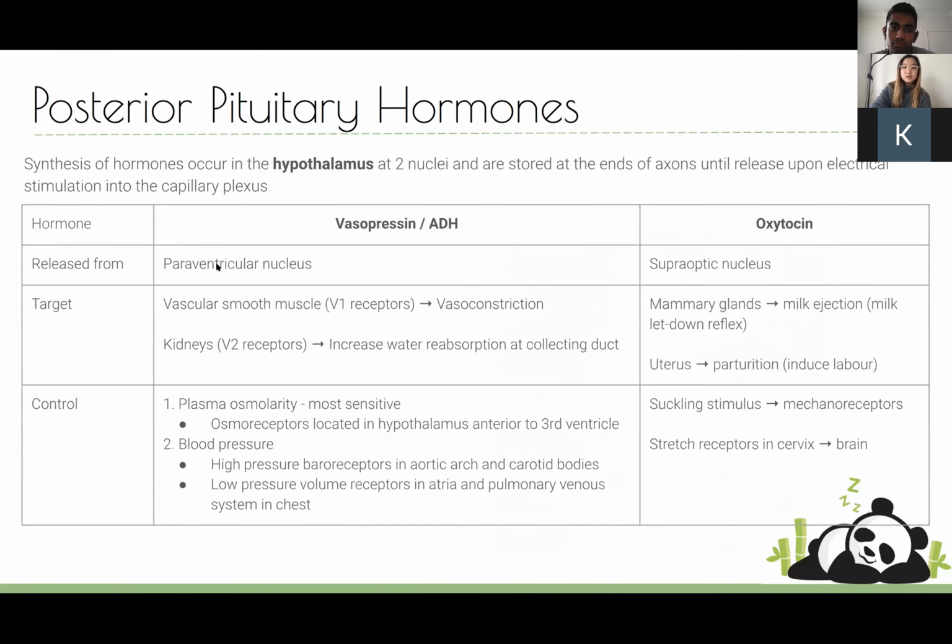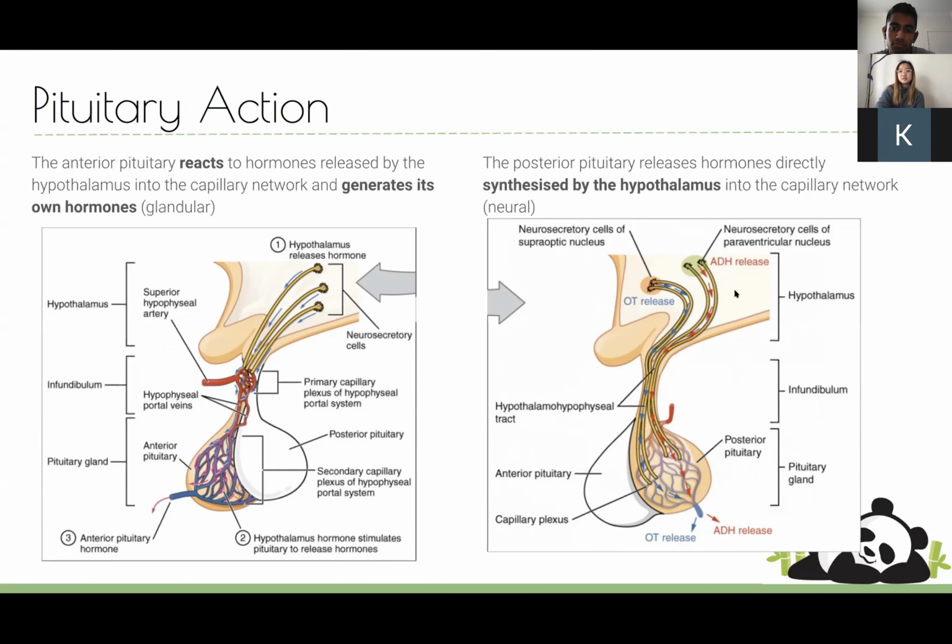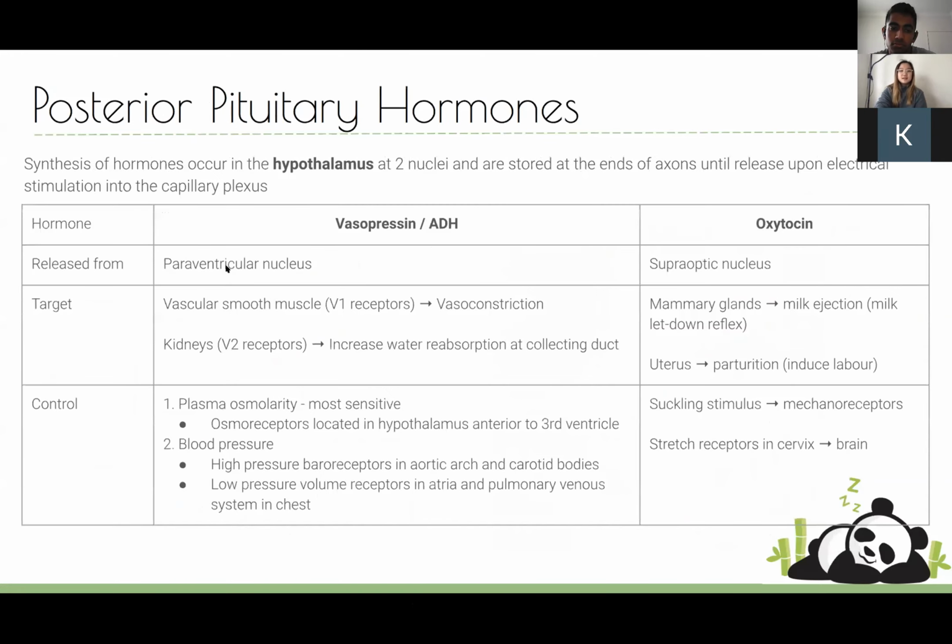So your posterior pituitary hormones, there are only two. It's quite simple. You've got your vasopressin or antidiuretic hormone. That's released from the paraventricular nucleus, here, in the hypothalamus. And I remember that because ventricular is for vaso, a V and V, and oxytocin is for the supraoptic, oh no.